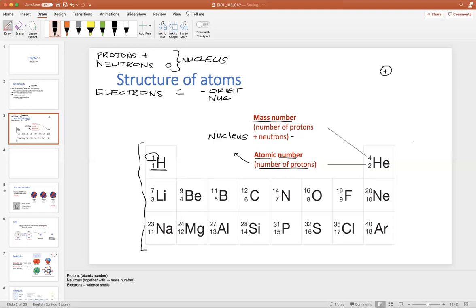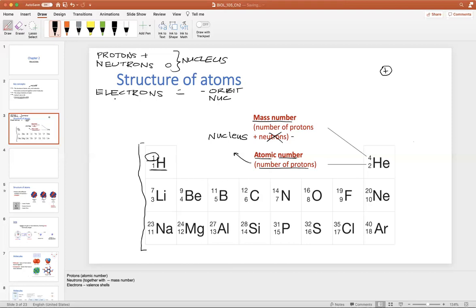And I'm just going to put a nucleus. So they orbit the nucleus. All right, so far in building this atom, we figured out that we have 1 proton, and no neutrons, because we know that this number is derived by adding the number of protons to the number of neutrons. So if both these things equal 1, then there must not be any neutrons, right? Okay. Now, how do we get this number of electrons?